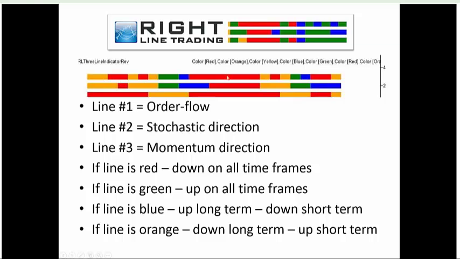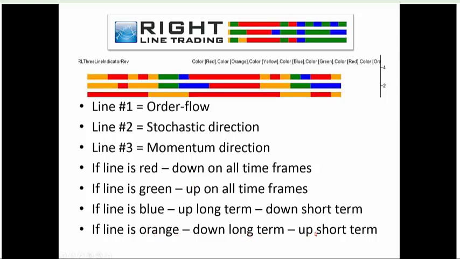When the line is red, it tells you that order flow is down on all time frames that this indicator assesses. When the line is green, it's up on all time frames that the indicator assesses. When it's blue, it's up long term, and it's down short term. But since longer term time frames rule, you can trade long off of a blue line. When the line is orange, it's down long term and up short term.